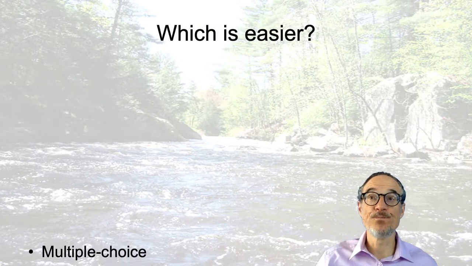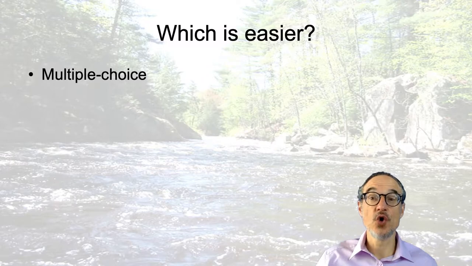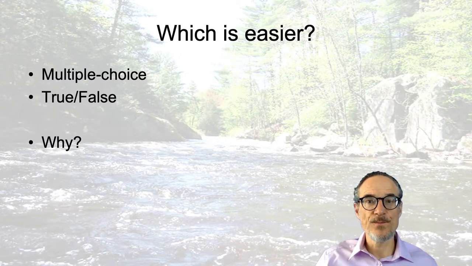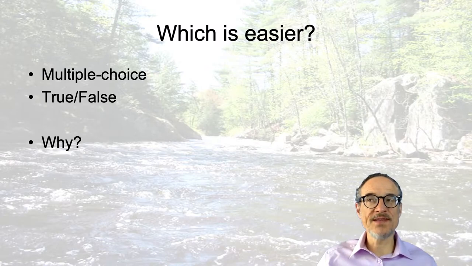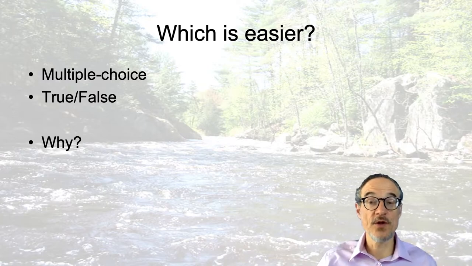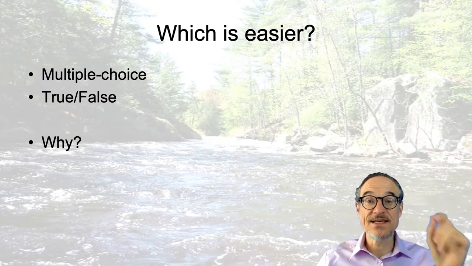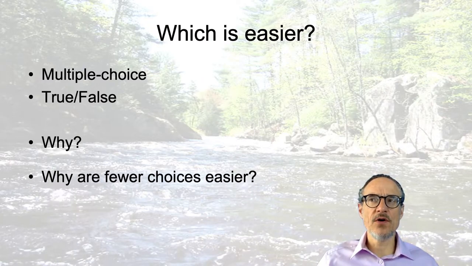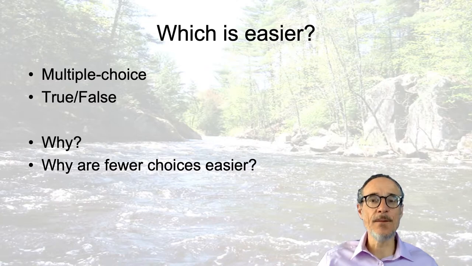Which is easier, multiple choice or true/false? And why is it easier? Well, you're probably thinking that a true/false question is easier than a multiple choice question. And the reason is that a true/false question has fewer choices. So true/false is either true or false. Multiple choice, maybe there may be an A, B, C, D, E, even. Why are fewer choices easier?